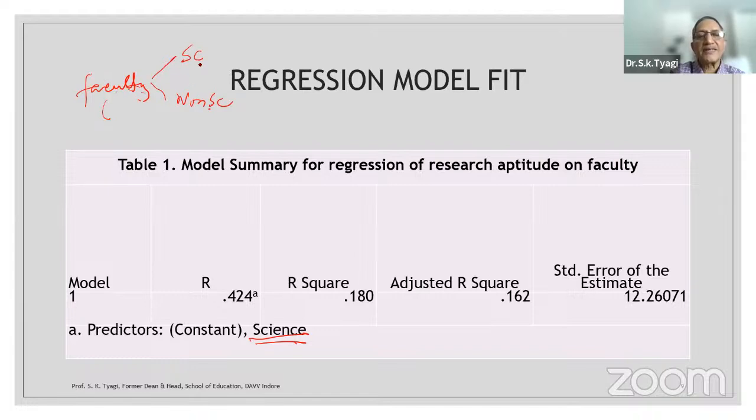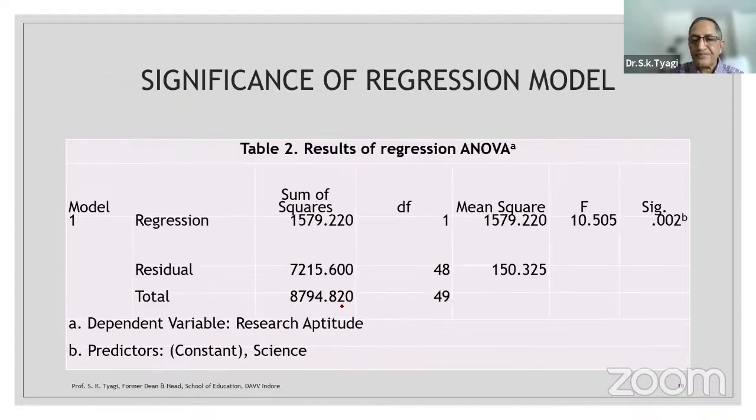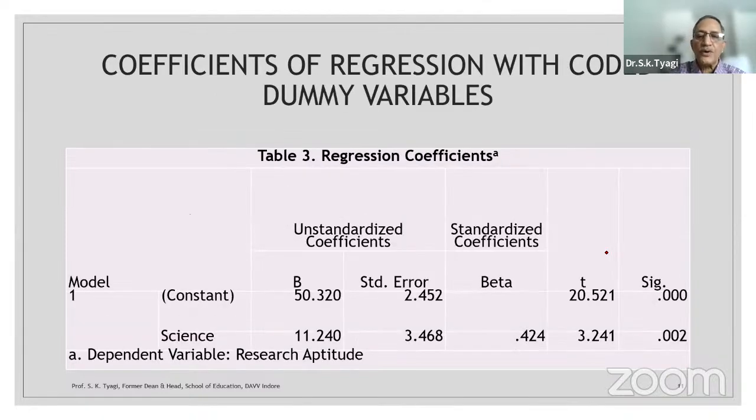Science in itself is not a variable, but we have to convert it into a dummy variable, which has value 1 if science and 0 if non-science. Now, this is the regression ANOVA. F is significant because this value is less than 0.01. Therefore, this regression model is significant. Now, how to interpret these? What is this constant and what is this? Let us understand this.